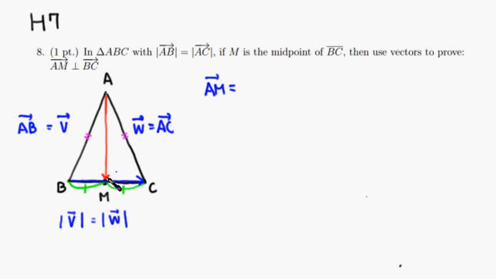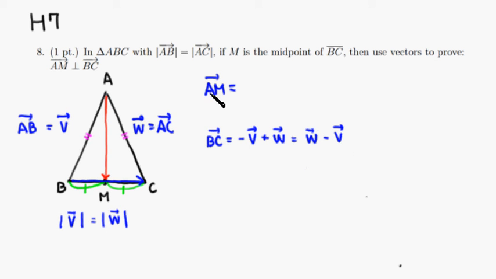And actually, I want to know what BC looks like, so I'm going to do BC first. Vector BC is equal to, from B to C, you can go backward on vector V, which means negative vector V, and then you can go forward on vector W. If you want, you can write it as vector W minus vector V. I think it looks cleaner this way.